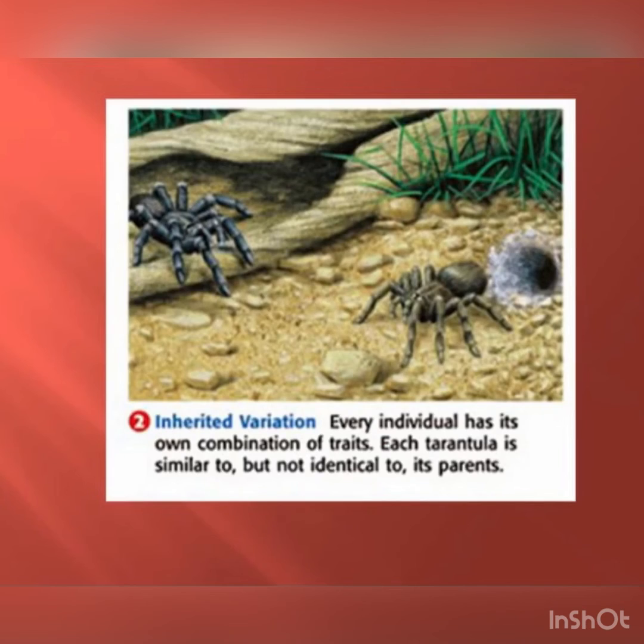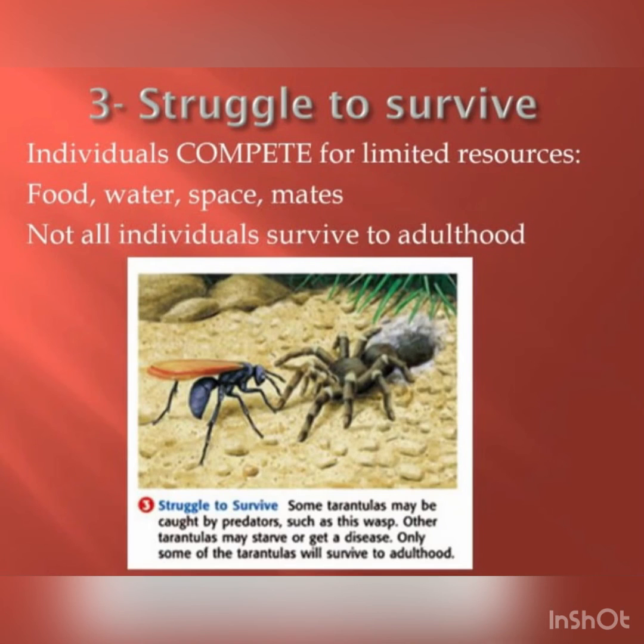Each individual has its own combination of traits. Each tarantula is similar to, but not identical to, its parents. Third, struggle to survive. Individuals compete for limited resources: food, water, space, mates, and others. Not all individuals survive to adulthood. Some tarantulas may be caught by predators, such as this wasp. Other tarantulas may starve or get disease. Only some of the tarantulas will survive to adulthood.